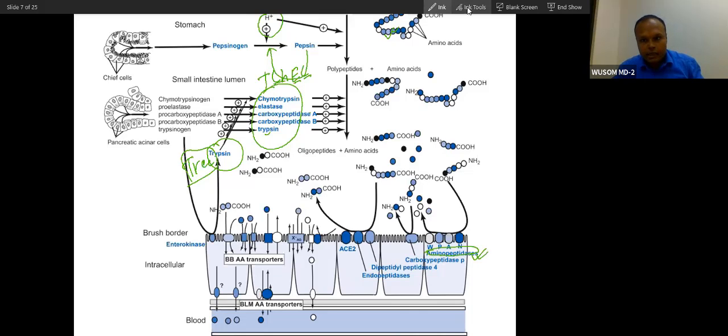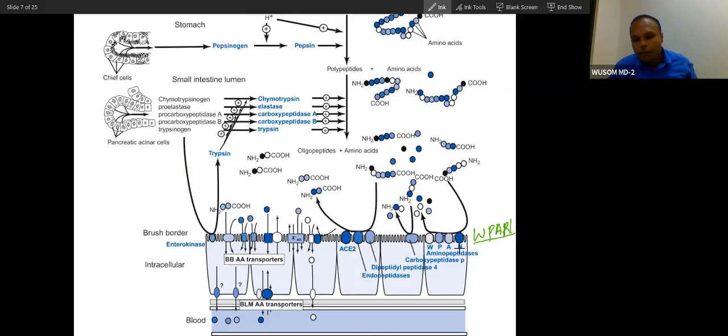You can see here 4 types of aminopeptidases. WPAN, you can remember WPAN. Even if you don't remember, that is not a problem, but I have given it here so that there will be more information for you. Different types of aminopeptidases are there. I told you that if we classify all these peptidases, the brush border ones plus all the others, you can classify them into 2 types, endopeptidase and exopeptidase.